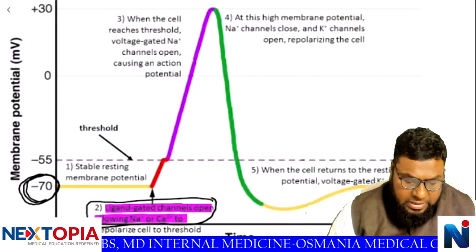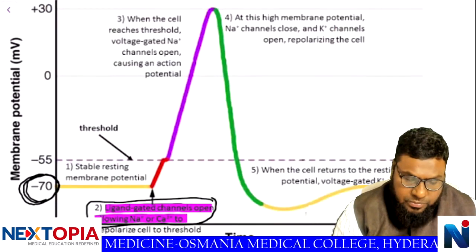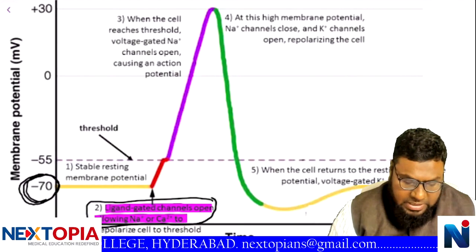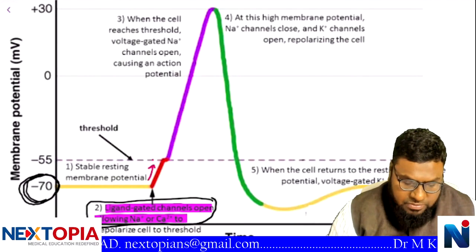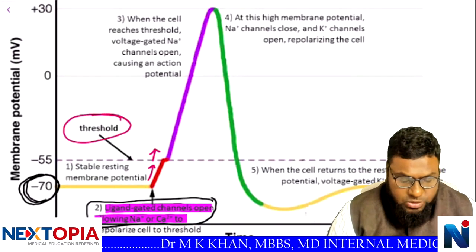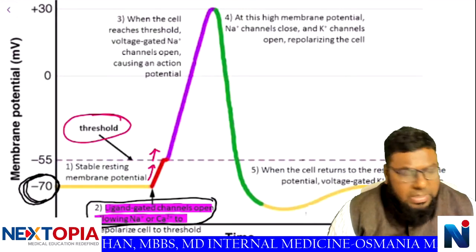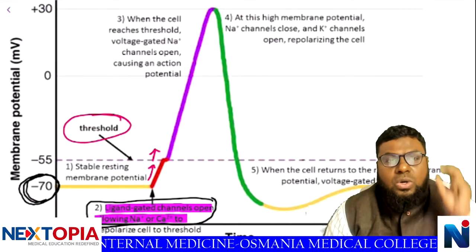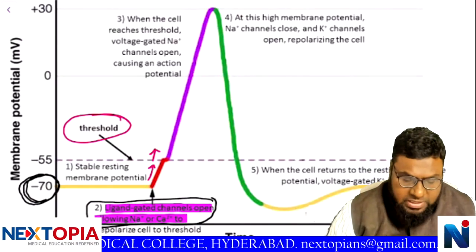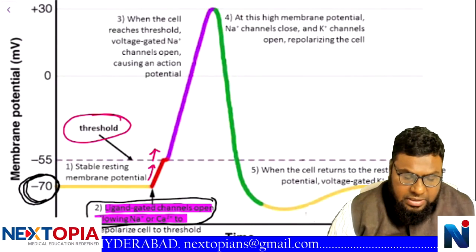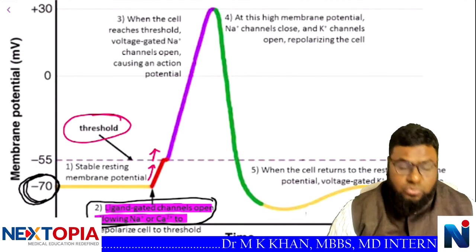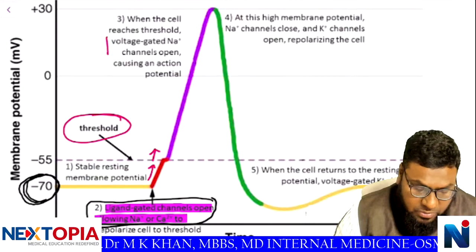So ligand gated sodium channels open to depolarize the cell. Slowly the membrane potential rises from minus 70 to minus 55, and it reaches a threshold. This is called threshold. Threshold means the minimum amount of potential that is required to begin the action potential. After this, suddenly when the cell reaches the threshold, it helps in opening up of voltage gated sodium channels.